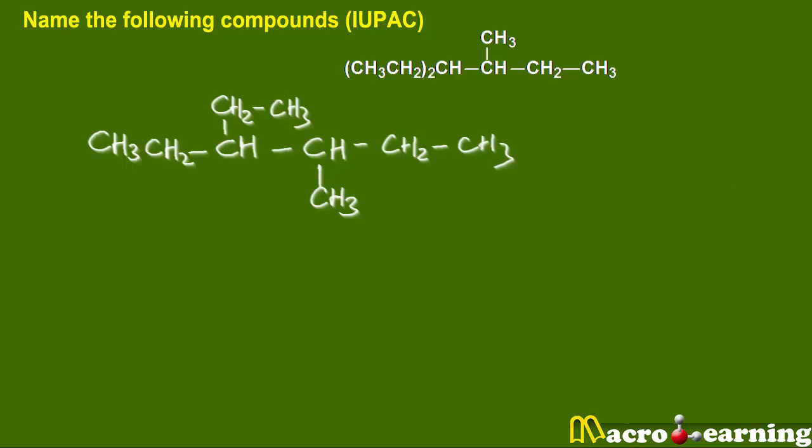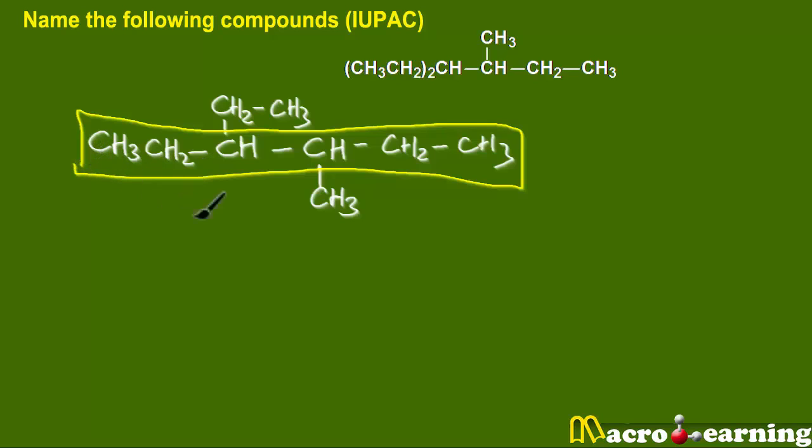Okay, so now the main chain is, again, obviously this one, the 6 carbon chain, right? So it's a hexane, and the substituents are right here and right here.